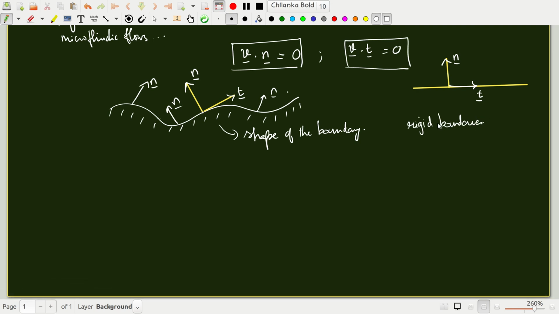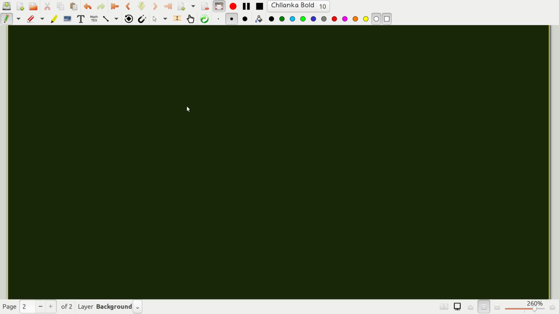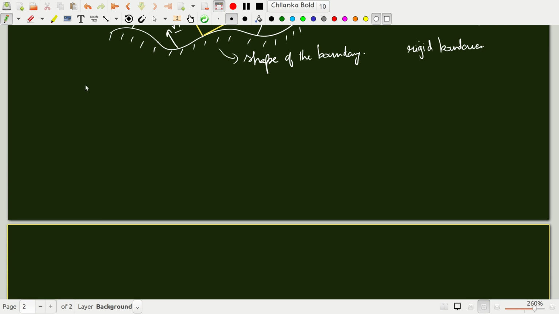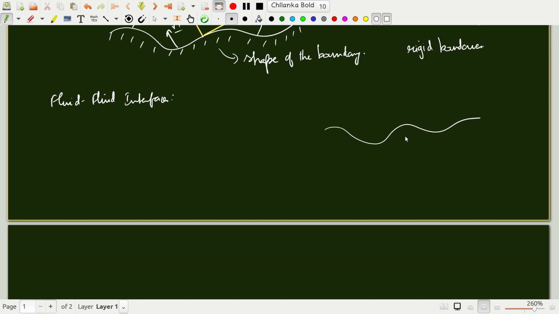Okay. Now, what is going to happen for fluid-fluid interfaces? So let's first schematically draw a fluid-fluid interface, which of course can move as a function of time because it can deform. At a given instant of time, let's say this is the shape of the interface. Let ui be the velocity of the interface. That itself is a vector. So this is the velocity vector of the interface.